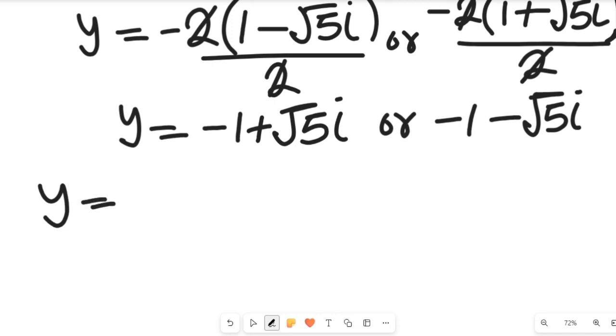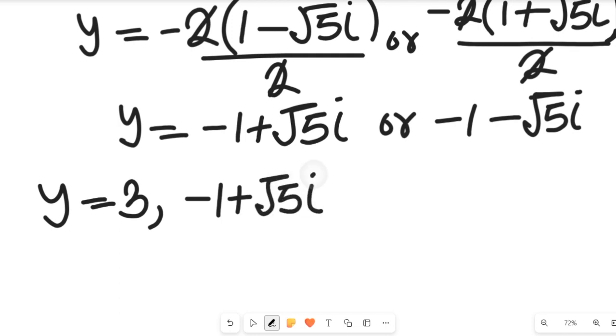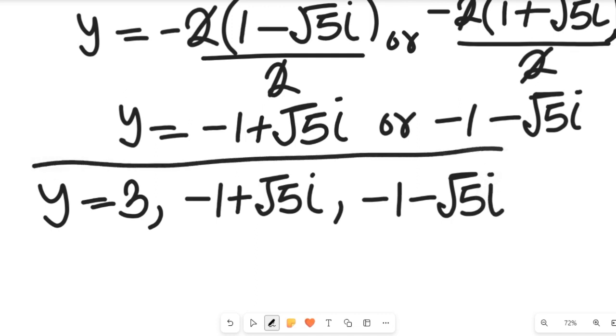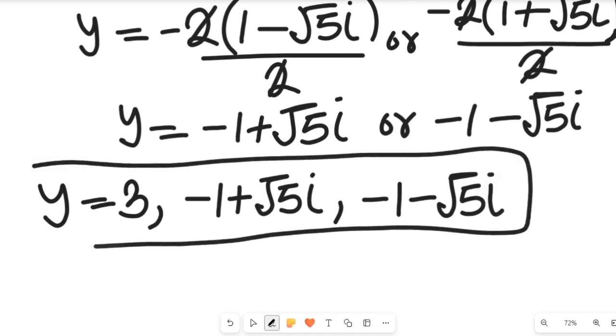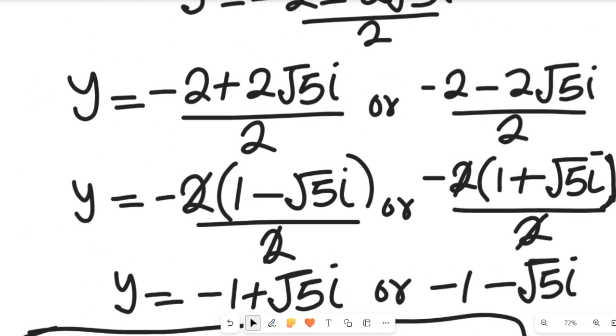Now the solution to that exponential equation given to us is y equal to, the first result we'll have is equal to 3. That's the only real solution. Then we'll have negative 1 plus root 5 imaginary, and the next solution is negative 1 minus root 5 imaginary. These are the solutions to that exponential equation that is given to us up there.